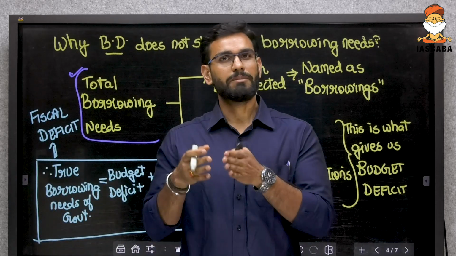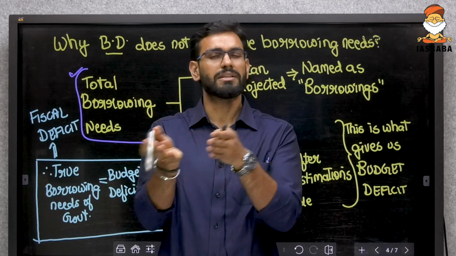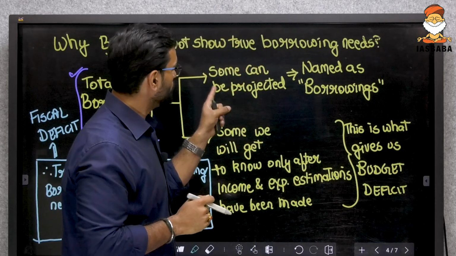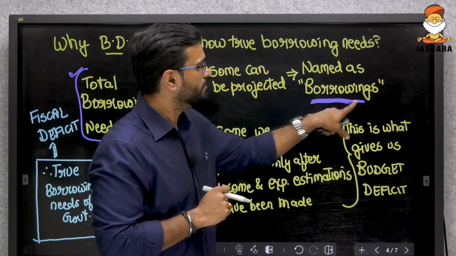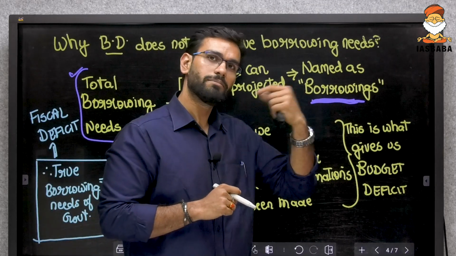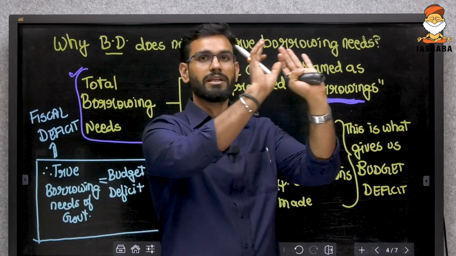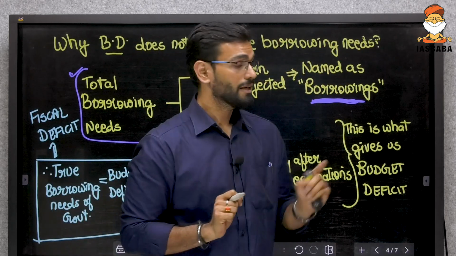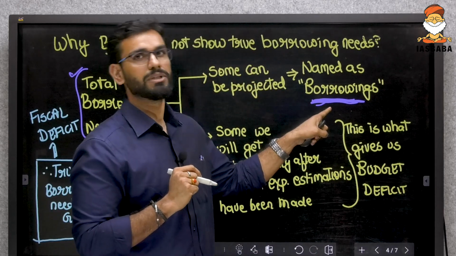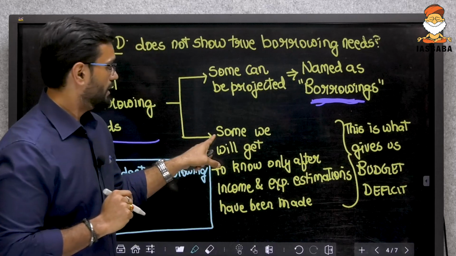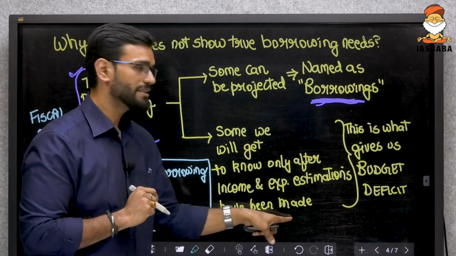Some borrowing needs can be projected. Last year इतना चाहिए था तो इस साल हल्का सा 5% बढ़ा दो, उससे ज़्यादा चाहिए होगा. So certain borrowing needs can be projected, which are included as the item borrowings, वो already budget में mentioned होती है. और कुछ borrowing need पता चलती है सारा total income और expenditure निकालने के बाद. अगर आपको याद हो, borrowings are capital income, तो ये income में include हो जाती है. Some we will get to know only after income and expenditure estimates have been made.